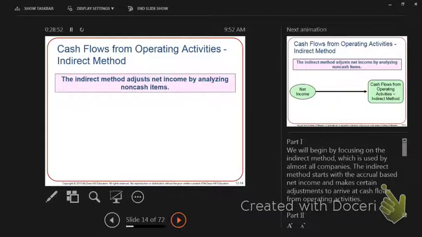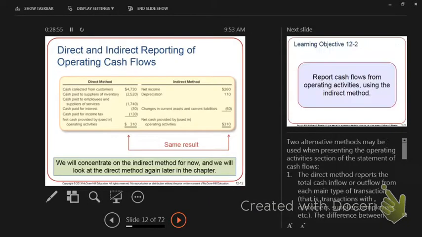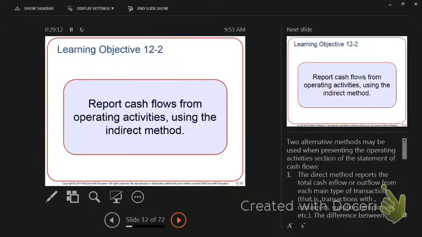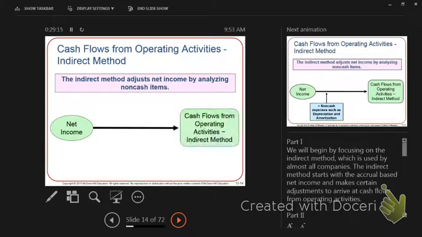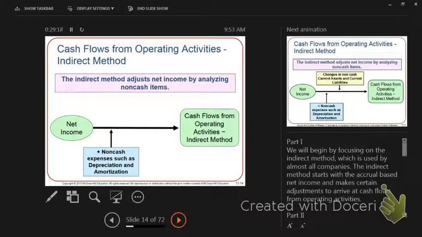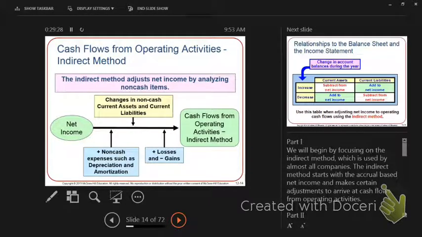So if I go back a slide or two, hang on. We're only talking about operating when we talk about indirect. The direct versus the indirect method only affects the operating section. For financing and investing, the indirect method and the direct method are exactly the same. So we're going to first look at non-cash assets, and then we're going to look at changes in current assets and current liabilities, and then we're going to look at gains and losses.